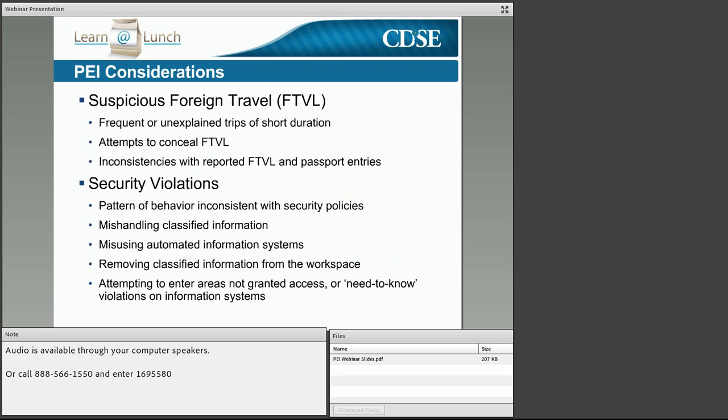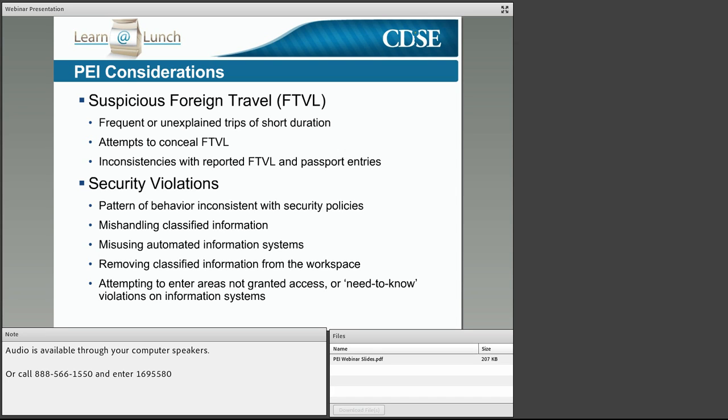Another possible indicator is suspicious foreign travel. This could be frequent or unexplained short trips, attempts to conceal foreign travel, or inconsistencies between reported foreign travel and passport entries. Historically, people involved in espionage have traveled outside the United States to meet with their handlers, pass information, receive payment, or receive future tasking.